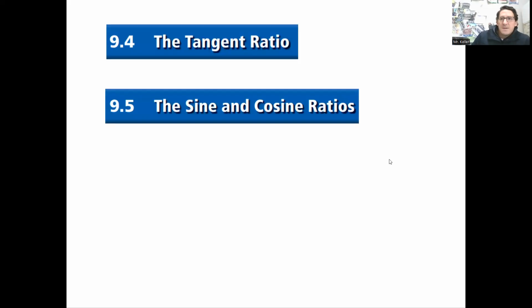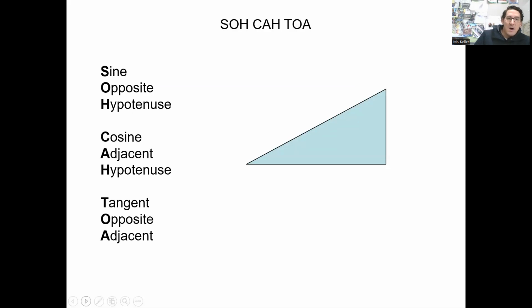IM2 classes. Today we're talking about right triangle trigonometry. Our textbook likes to split it into two lessons, starting with the tangent ratio and then the sine and cosine ratios. We're going to do it all at once because that's kind of dumb. So let's get right into it and talk about what these ratios are.